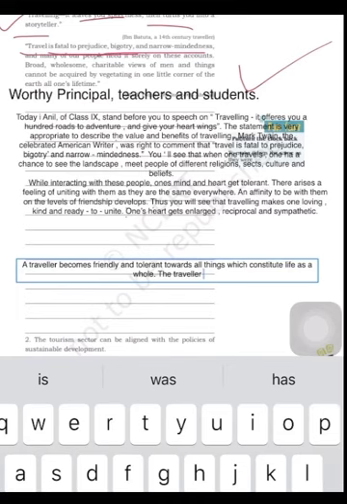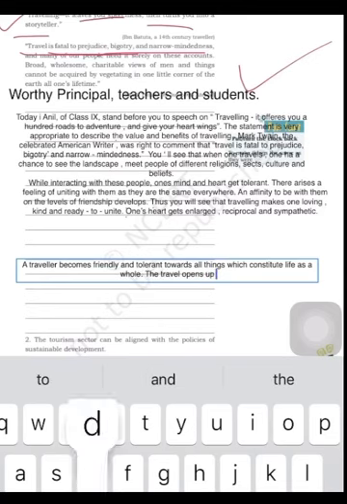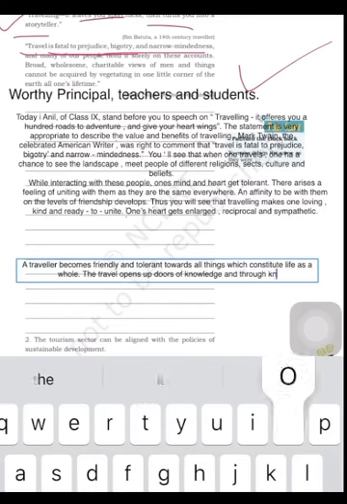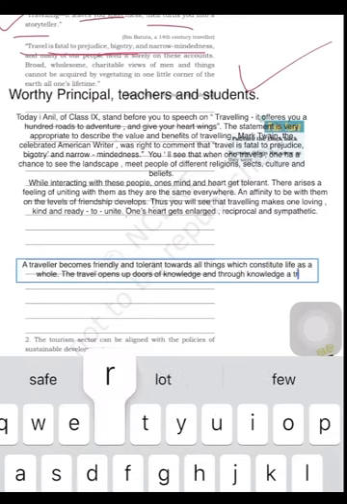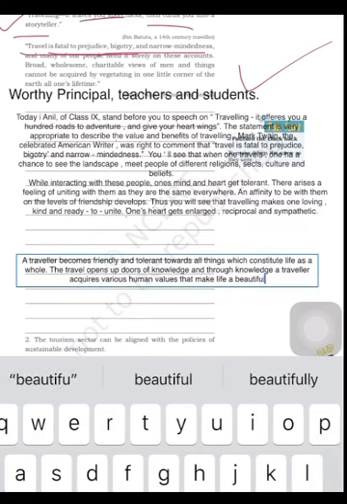The traveler mein O bhi aa sakti hai and D bhi. The traveler opens up doors of knowledge, and through knowledge a traveler acquires various human values that make life a beautiful journey.